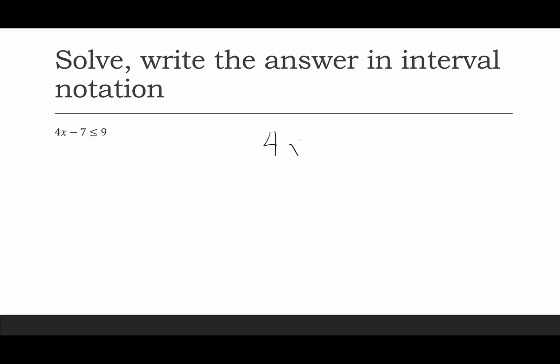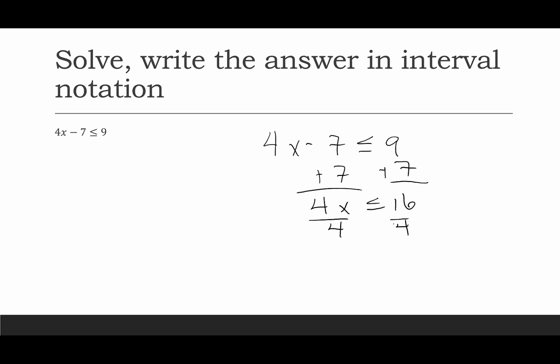Let's start with 4x minus 7 is less than or equal to 9. I'll first add 7 to both sides. That gives me 4x is less than or equal to 16. I divide by 4. 4 is positive, so I do not flip the inequality sign. Now I have x is less than or equal to 4. My answer is -infinity to 4, close bracket.